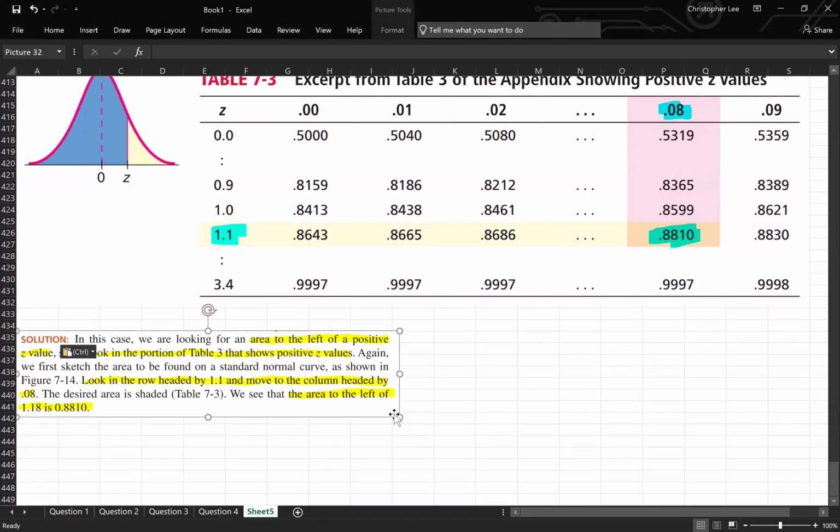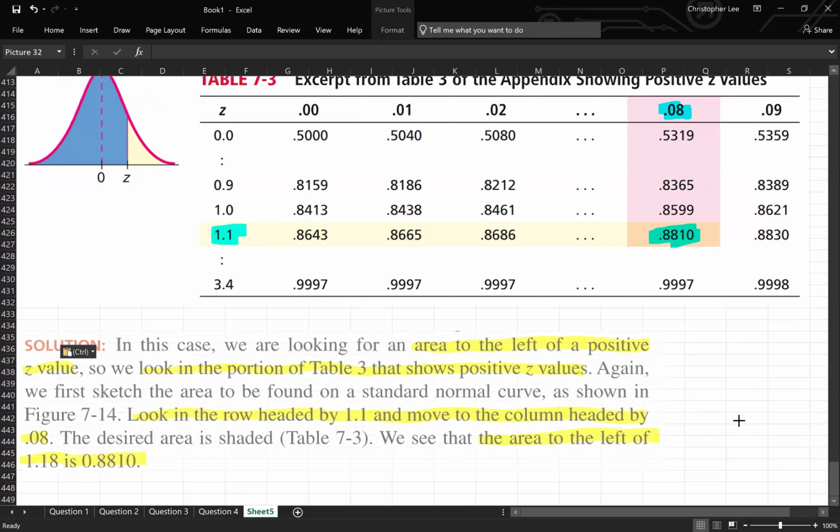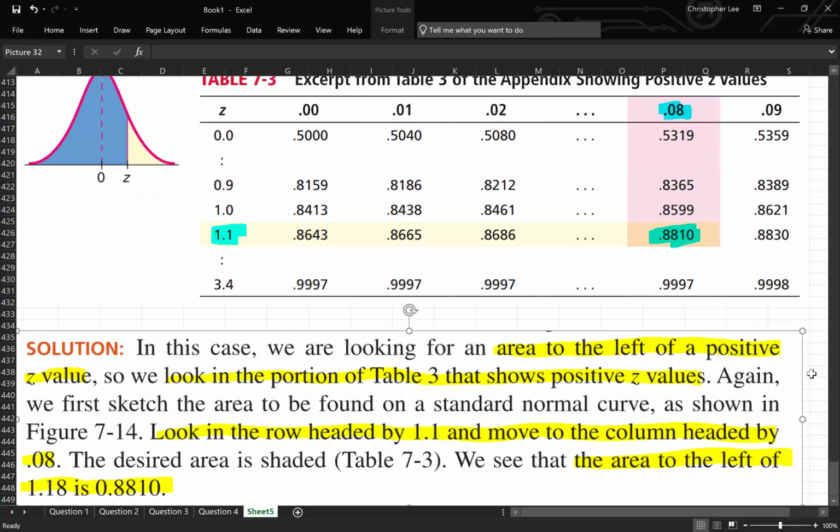That's to find a probability of the Z-score less than something. So in this case, we're looking for an area to the left of a positive Z value. So we look in the portion of table 3 that shows positive Z values. Again, we first sketch the area to be found on a standard normal curve as shown. Look in the row headed by 1.1 and move to the column headed by 0.08. The desired area is shaded, right? So we see that the area to the left of 1.18 is 0.8810.